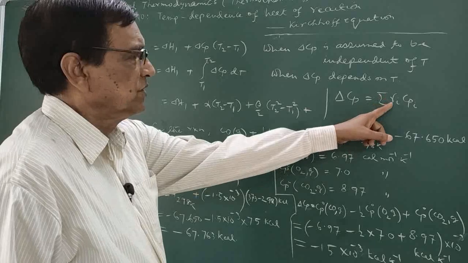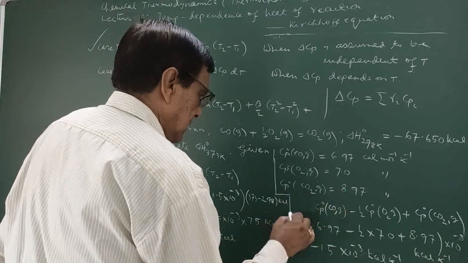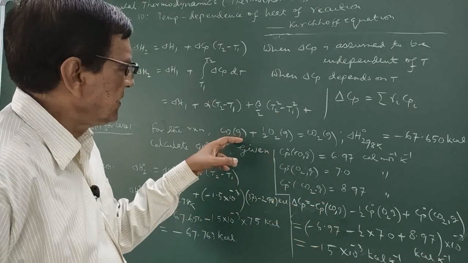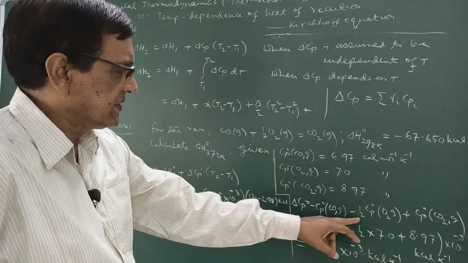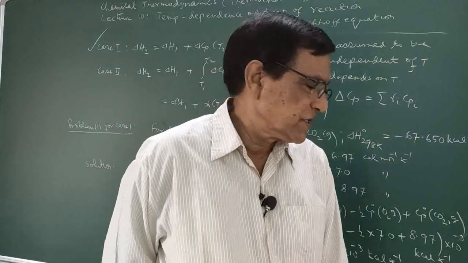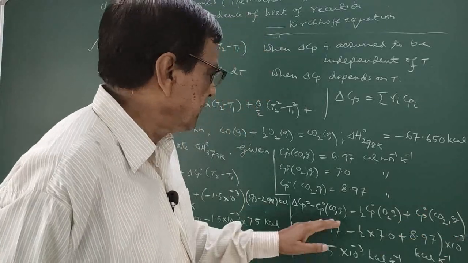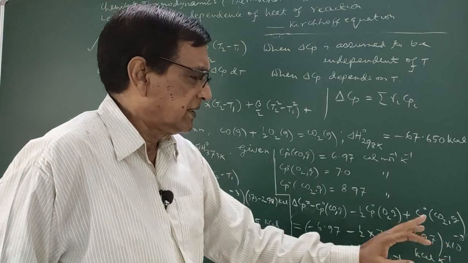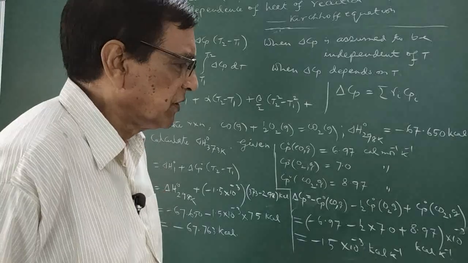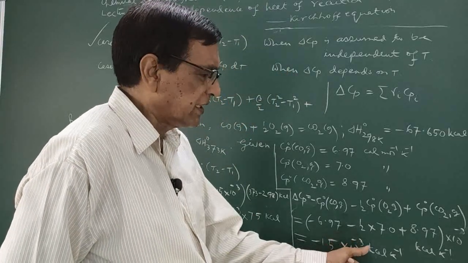So this del Cp, according to this form, is equal to minus Cp naught of carbon monoxide, reactant with stoichiometric coefficient one, and minus half, the stoichiometric coefficient, into Cp naught of oxygen gas. This is the standard molar heat capacity at constant pressure. And for the product, Cp naught of carbon dioxide gas. The values are given here. Since it is in calorie mole inverse Kelvin inverse but this one is in kilocalorie, it is to be expressed in kilocalorie, meaning into 10 to the power minus 3. So this value comes to minus 1.5 into 10 to the power minus 3 kilocalorie Kelvin inverse.